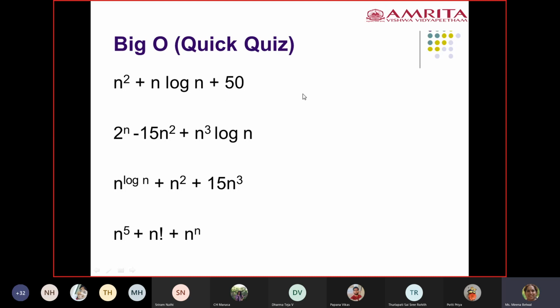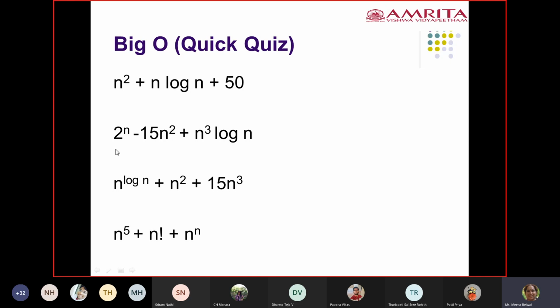Please say the answer. First question. What is going to be big O of n square plus n log n plus 50? Whatever rules we have learned so far, we have to quickly apply them. Anybody can answer. Yes? N square. Very good. You say your name also, please. Vishnu. Very good, Vishnu. So Vishnu got some 5 points.